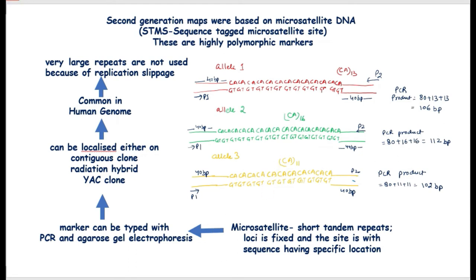So microsatellites are short tandem repeats, the locus is fixed, and the site has a sequence at a specific location. These markers can be typed with PCR and agarose gel electrophoresis, and can be localized either on a contiguous clone, radiation hybrid or YAC clone.